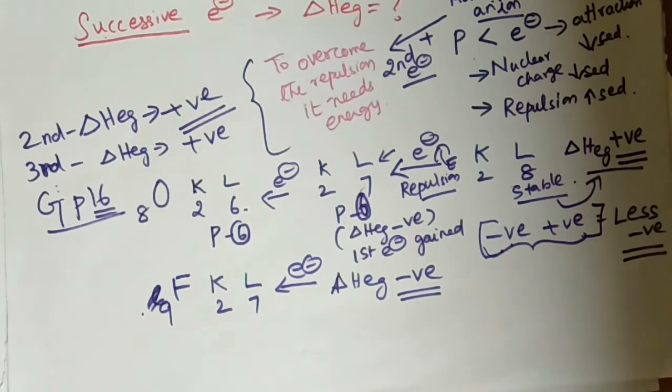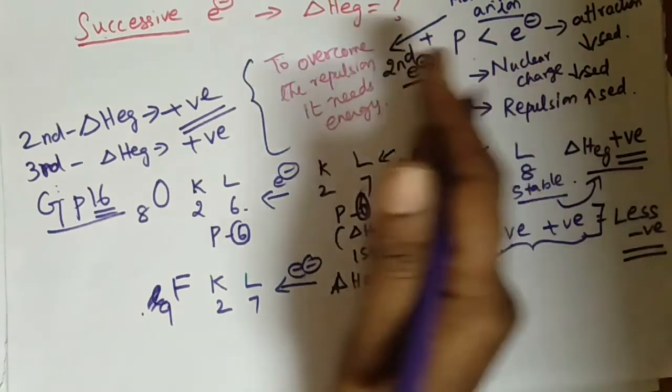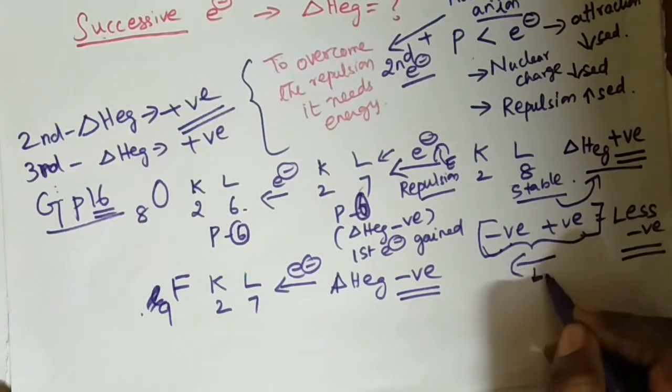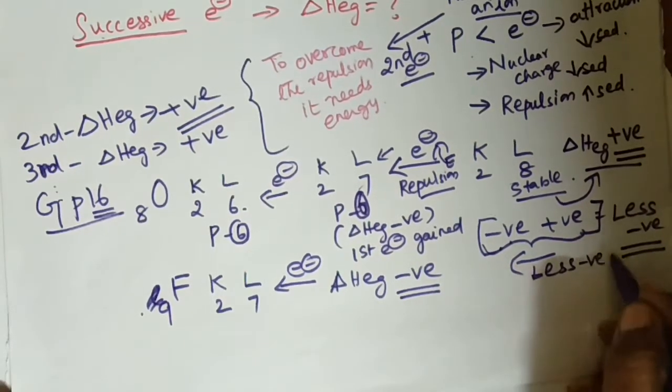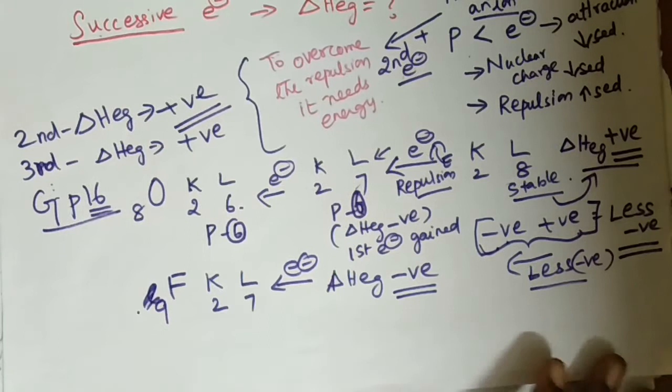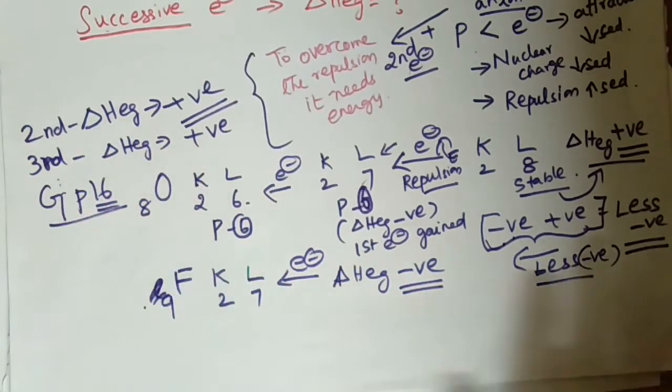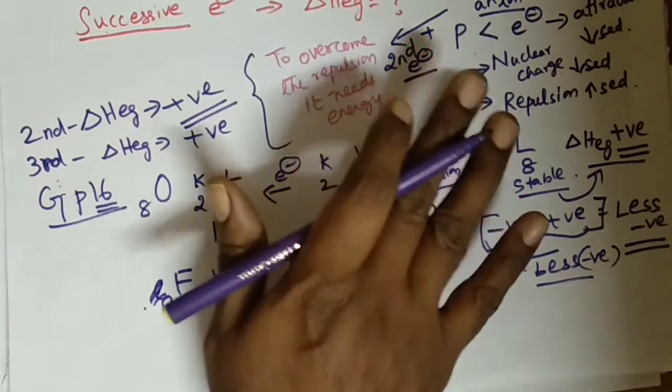That is the reason when you are going towards the left of the periodic table, naturally, the value becomes less, or else you could say less negative. Is it clear? So the successive electron gain enthalpy is not going to be negative hereafter. It is going to be positive.